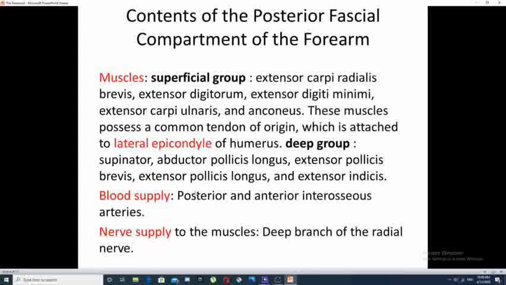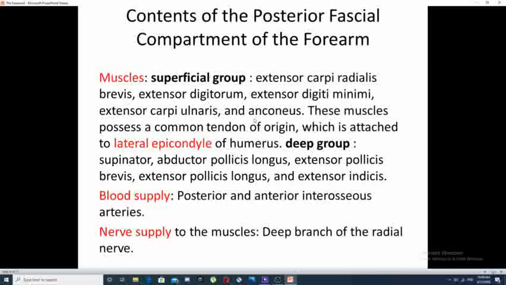The third compartment in the forearm is the posterior facial compartment of the forearm. This compartment contains the following muscles, which are divided into two main groups. First group is the superficial group, which is composed of extensor carpi radialis brevis muscle, extensor digitorum muscle, extensor digiti minimi muscle, extensor carpi ulnaris muscle, and anconeus.